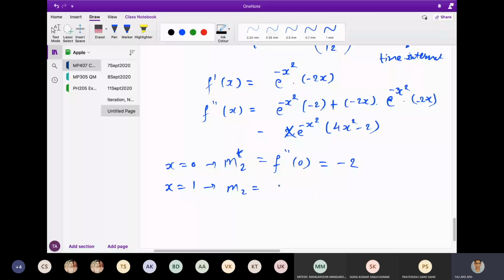So I substitute the value over here, e raised to minus 1 and 4 minus 2. So minus 2 into minus 2 divided by e. So that is going to be minus 2 divided by minus e. So that is going to be equal to somewhere close to 0.735759.